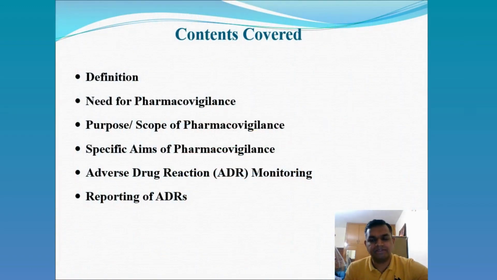Now the contents we covered here: first, the definition aspect; second, need for pharmacovigilance; purpose or scope of pharmacovigilance; then specific aims of pharmacovigilance; then the heart of the pharmacovigilance, that is adverse drug reaction monitoring; and last we will discuss the reporting of adverse drug reactions.